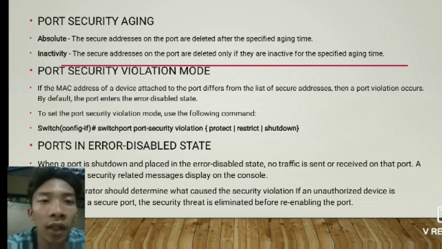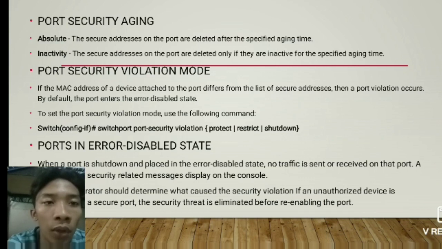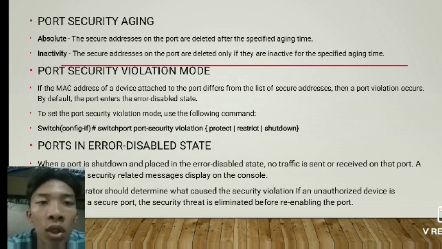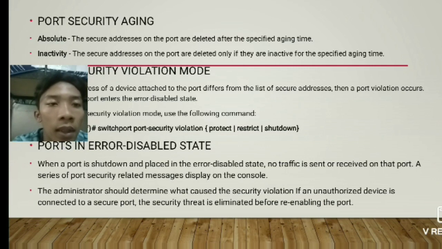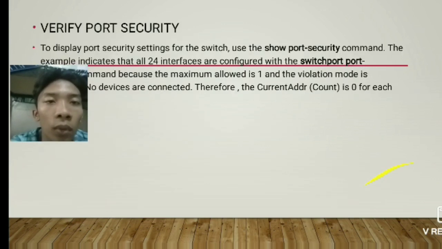Port security violation mode. To set the port security violation mode, use the following command: switch config-if switchport port-security violation. Port in error-disabled state. When a port is shut down, it is placed in the error-disabled state, and no traffic is sent or received on the port. A series of port-related messages display on the console.